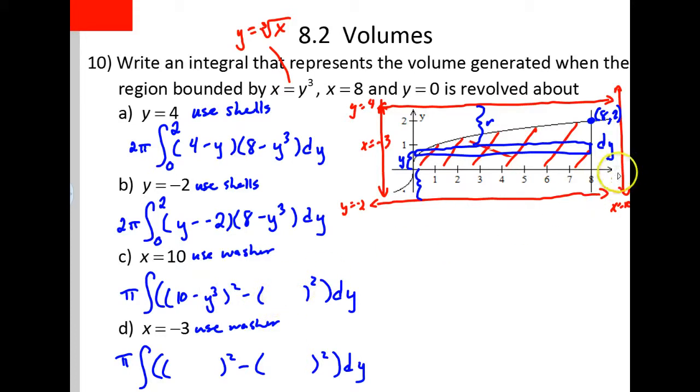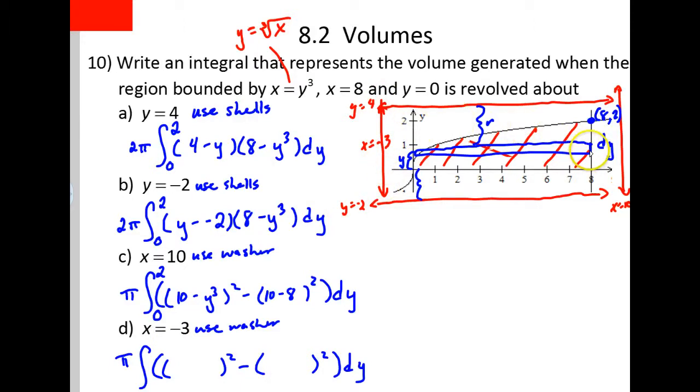What's the inner radius? Well, 10 minus 8 squared, right? No need to simplify that. All right, since we're integrating with respect to y, still the integral from 0 to 2. All right, and then the last one. Now we're using the washer method still, but now the axis of rotation is on the left. So now we're thinking the outer radius.